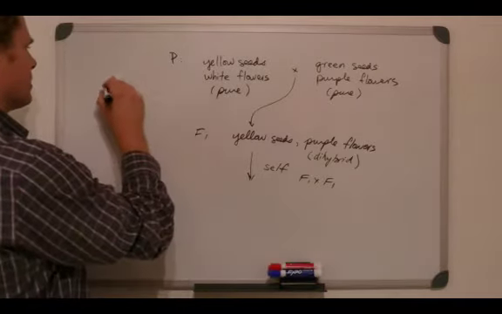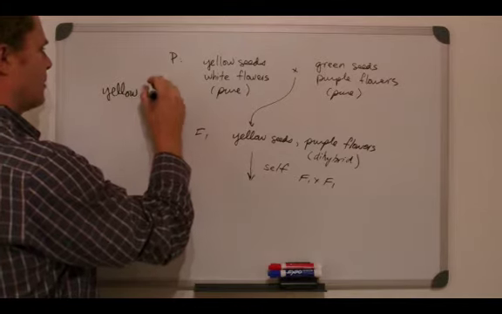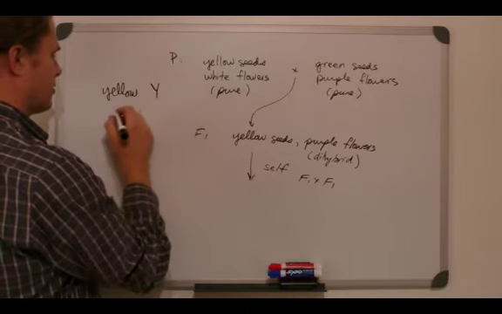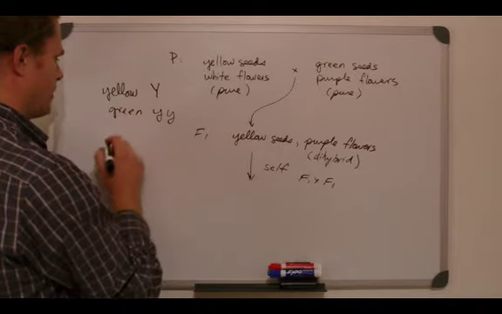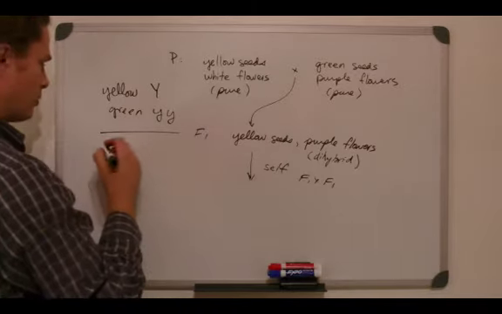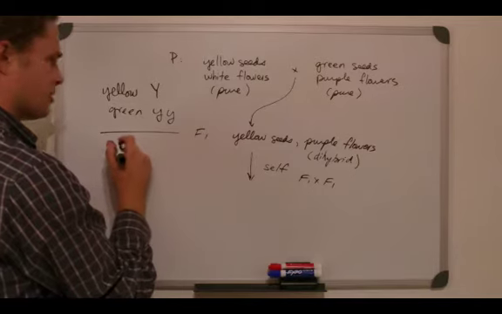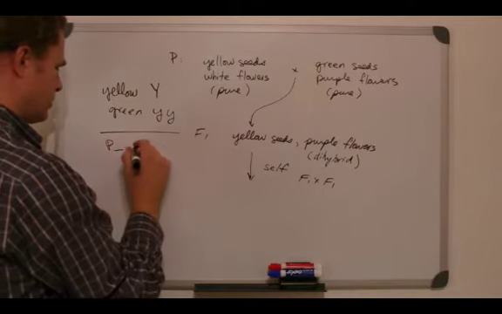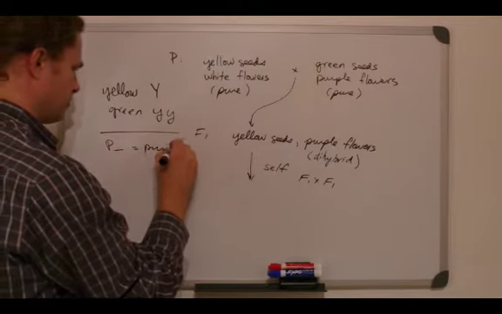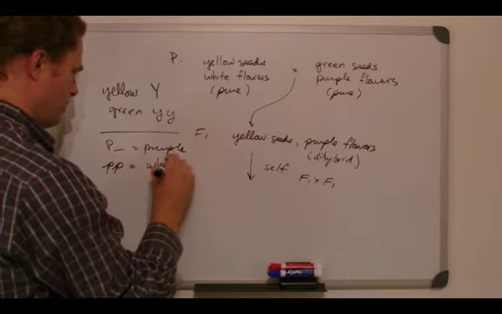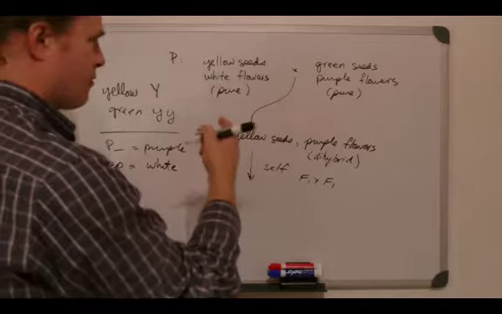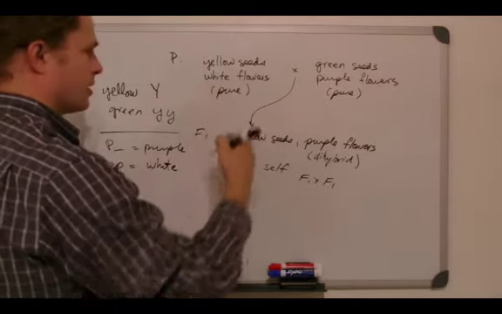So we had defined that yellow was the big Y allele and that it was dominant to the little y, which was green. And also for the purple and white characteristics, we define that as another allele, big P, giving us purple, and little p, giving us white. This allows us to fill in genotypes for the different individuals.